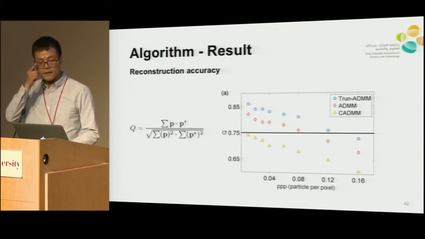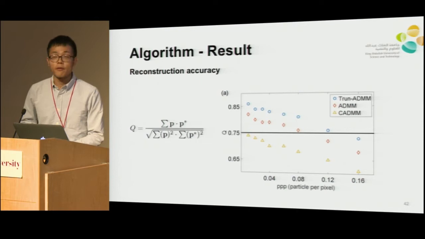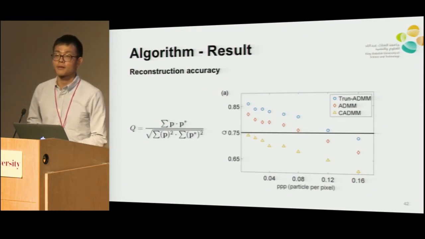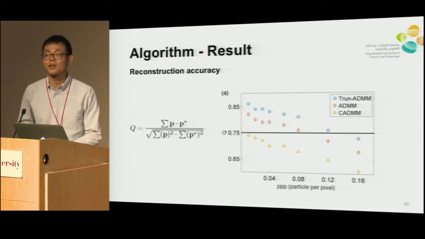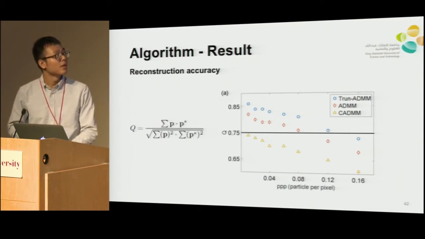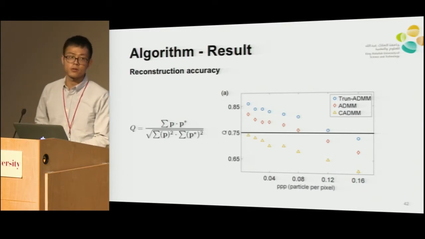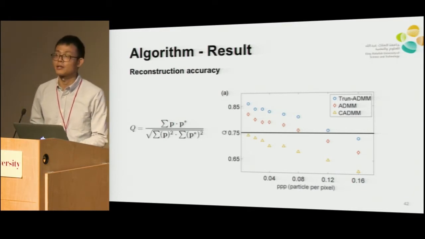As you can see, the proposed truncated ADMM solver outperforms the original ADMM solvers at all particle densities. And as for the consensus strategies, due to the introduced over-averaging issue, the results are degraded significantly.